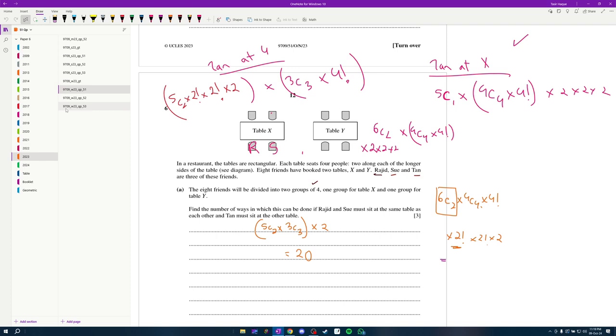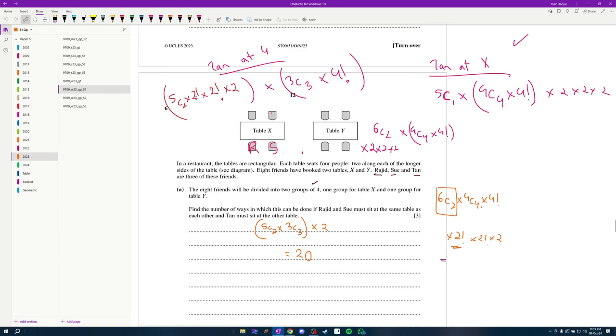So we have 2 more slots available and 5 friends, except Rajid, Sue, and Tan, of course. So for the 5 friends, we have 2 seats. So that's 5C2, and their arrangement doesn't matter because they just asked how they can be divided. And then we have 3 seats left at table Y, so we can just go for 3C3. You could opt to fill up table Y first. You could go for 5C3 times 2C2. That would give you the same answer. Now, why did I multiply by 2? Because Rajid and Sue could also sit at table Y, and Tan could sit at table X. That's why it's multiplied by 2.